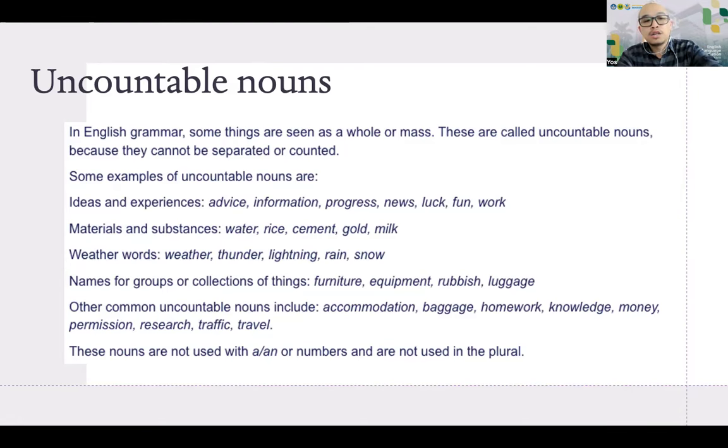These nouns are not used with the determiner a or an, or you cannot use them with numbers, and they are not used in the plural. Because they cannot be counted, they only take one form. Like this. And usually they are treated as singular. Because they are not used in the plural, they are treated as singular.